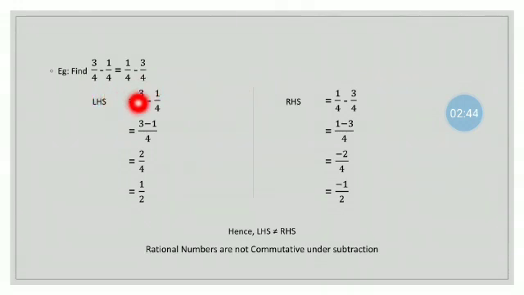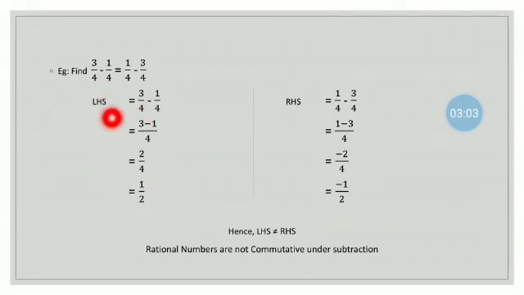LHS equals 3 upon 4 minus 1 upon 4. Here the denominator is the same, so we can easily subtract the numerators. So 3 minus 1 upon 4, which equals 2 upon 4. So let's convert it into the standard form. 2 ones are 2, 2 twos are 4. So the answer comes to be 1 upon 2.